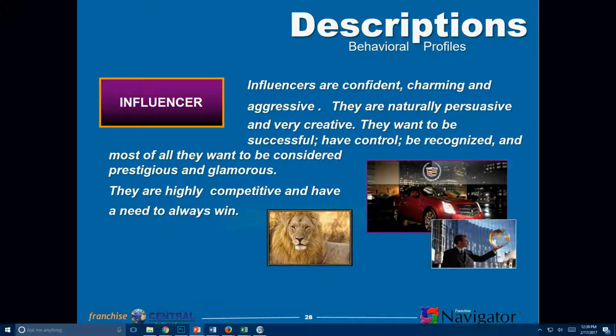They're also going to come off as potentially aggressive. They're naturally persuasive, very creative. They want to be successful. They want to have control. They want to be recognized. And they want to be, depending upon where they score, prestigious, glamorous, highly competitive, and always have a need to win.